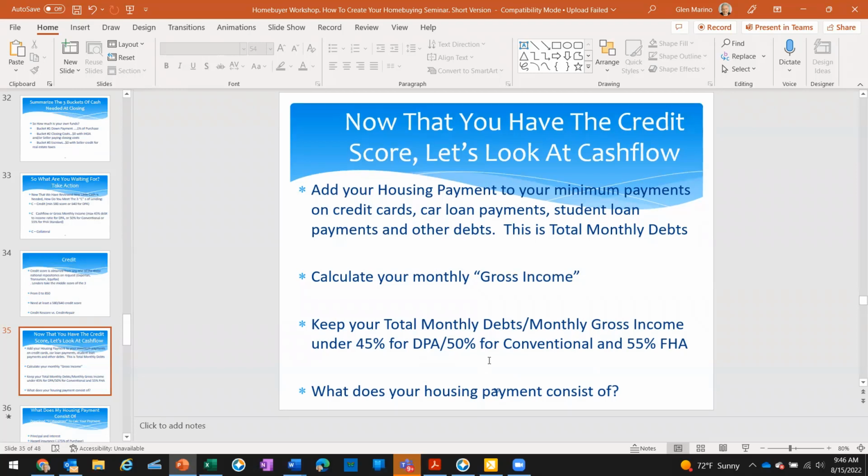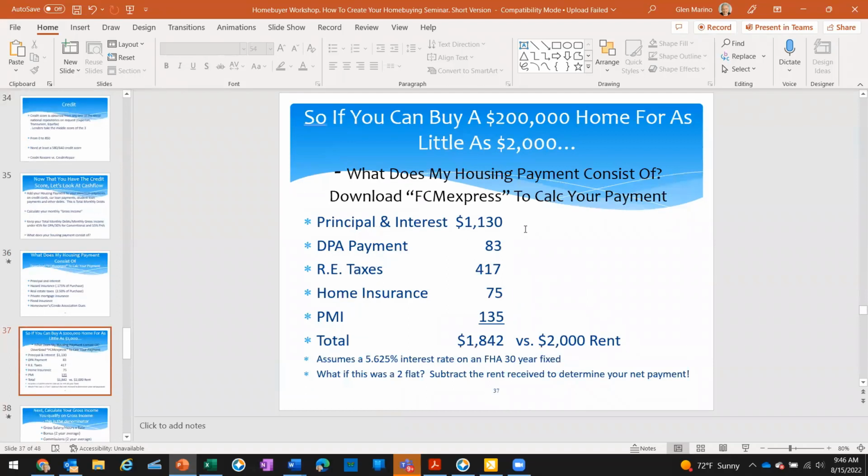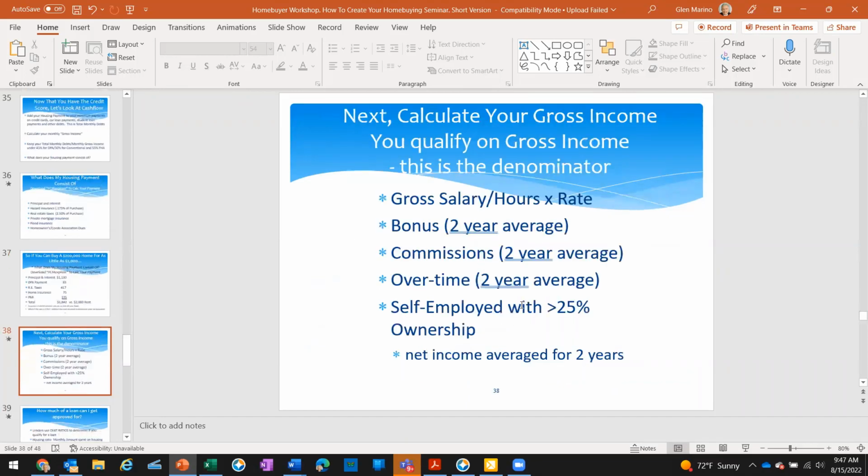What does your housing payment consist of? Well, it's principal and interest, homeowners insurance, real estate taxes, private mortgage insurance, flood insurance, if applicable, and your homeowners or condo association dues if you're buying into a townhouse or a condominium. Again, what does it look like? Well, here it is on that $200,000 home. Here's your principal and interest, your down payment assistance payback, real estate taxes, homeowners insurance, PMI, for a payment of about $1,800. How do you calculate your gross, not your net income?